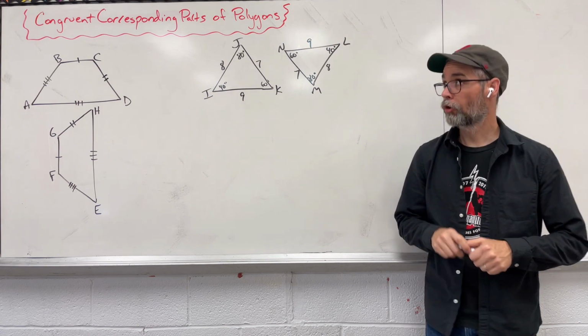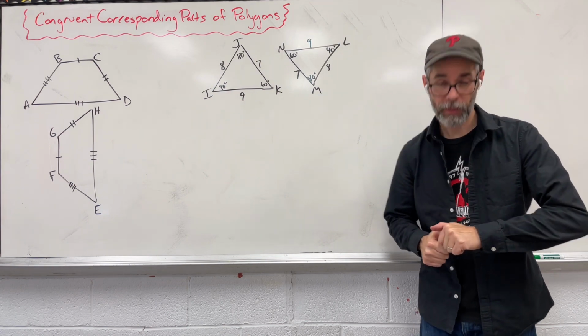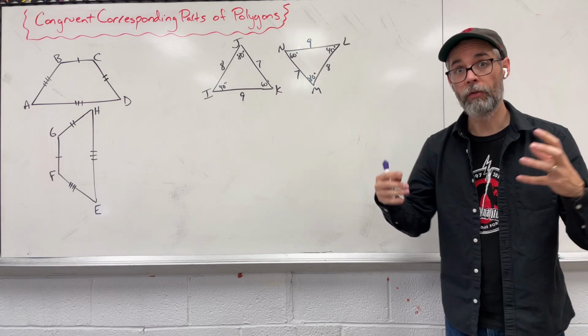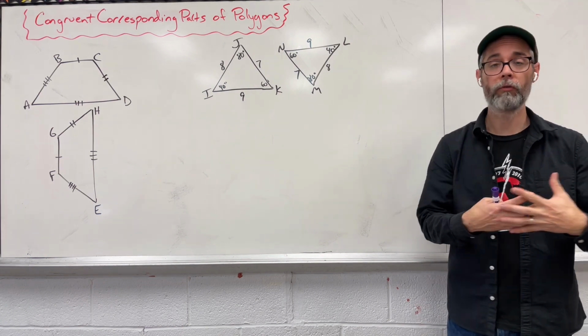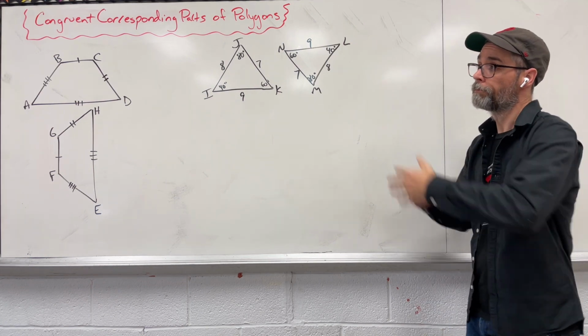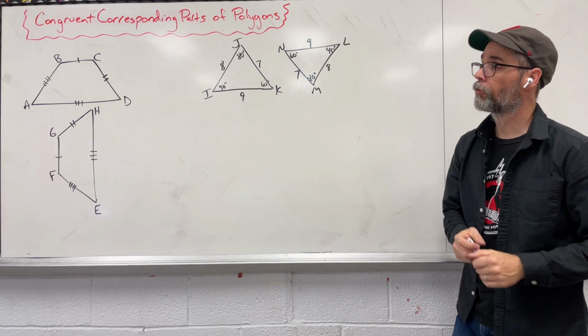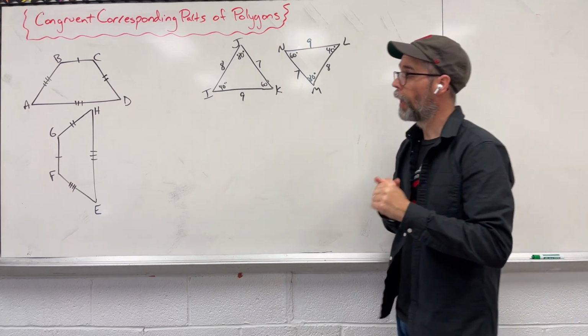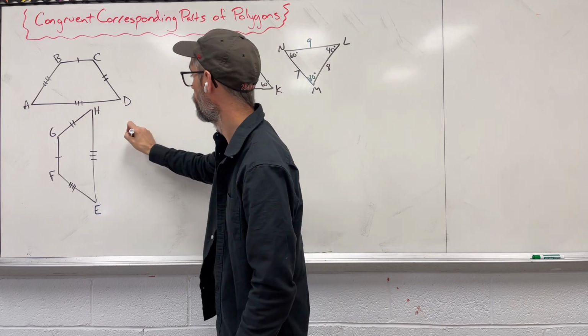Hi, today we're going to take a look at congruent corresponding parts of polygons. So congruent meaning the same, and polygon just some sort of closed-in figure. Okay, so the first one, we have a trapezoid over there. We're going to call that trapezoid ABCD.